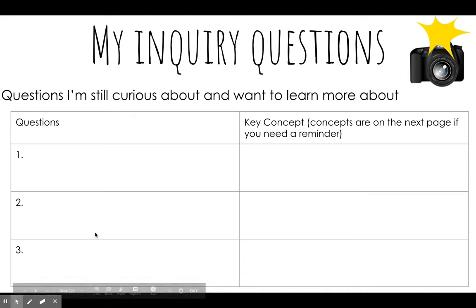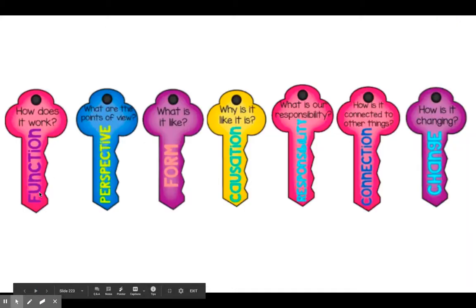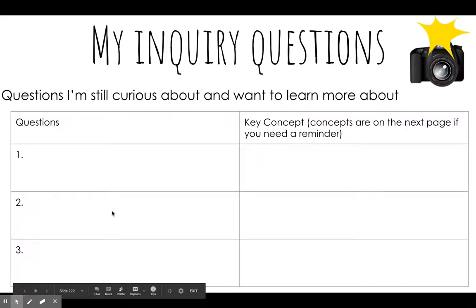You're going to write down 3 questions that you are still curious about that we did not answer for you in class. Once you write those 3 questions down, I then want you to label it with the key concept. And I put the key concepts for you on the next slide in case you need a reminder of what it is, and then you can make sure to label them. That's part 1.